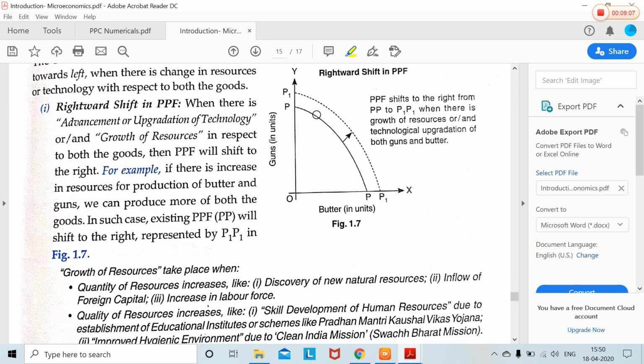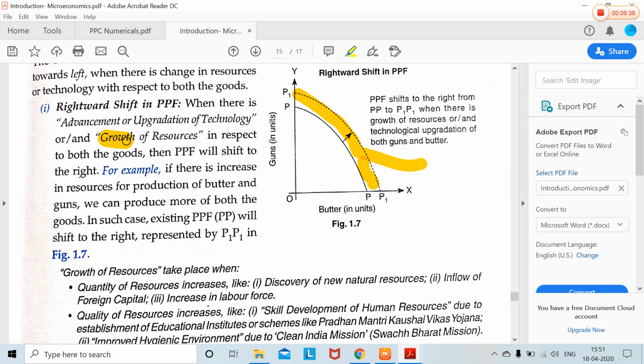When does PPC shift rightward, and what does it actually mean when PPC is shifting rightwards? It means earlier we were able to produce till here, and now we can produce till here. Our production possibility has actually increased by this much. And what does it mean? It means that now we are able to produce more than earlier. But why? What are the reasons when PPC shifts rightward?